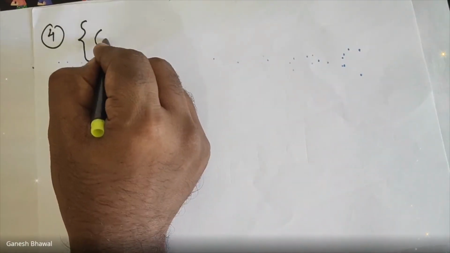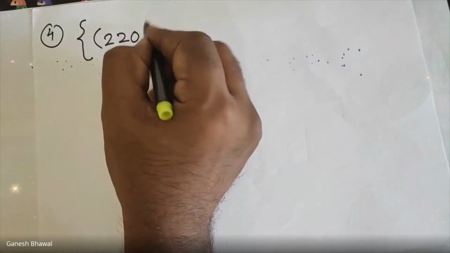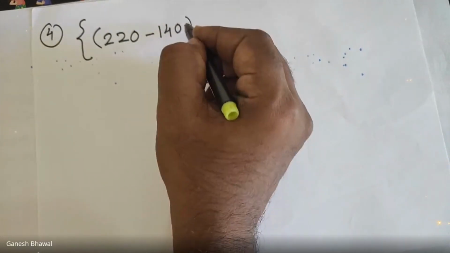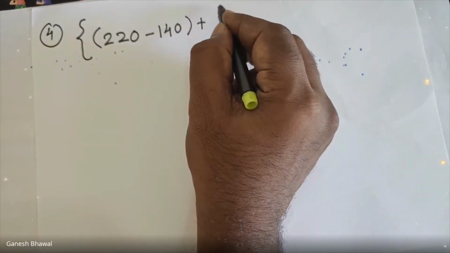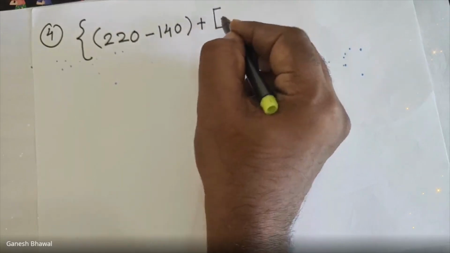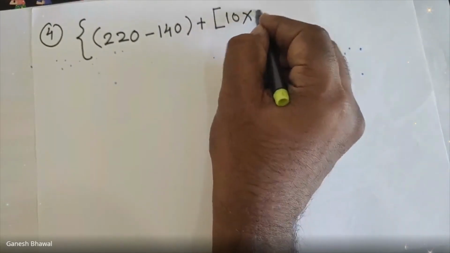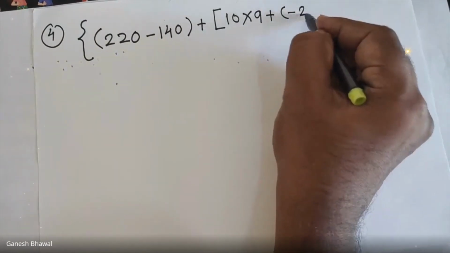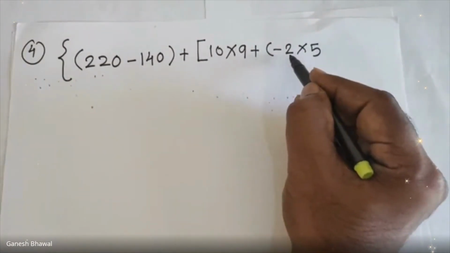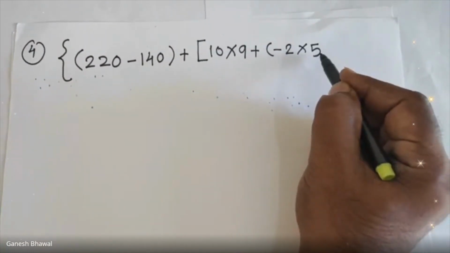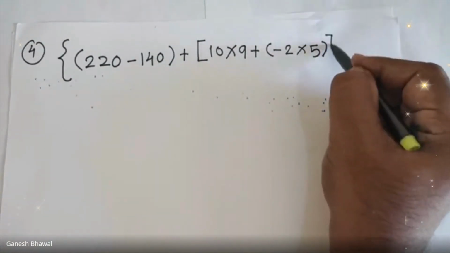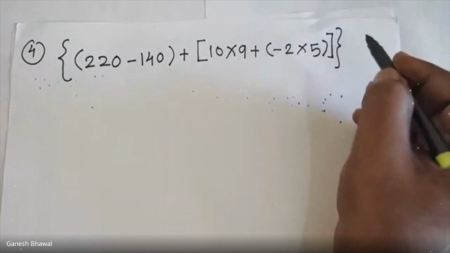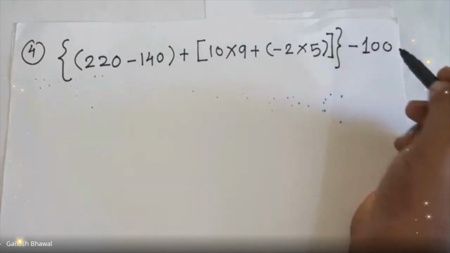In the simple bracket, 220 minus 140, this bracket close, plus in square bracket 10 into 9, plus again in simple bracket negative 2 into 5, simple bracket close, square bracket is closed, curly bracket is also closed, minus 100.